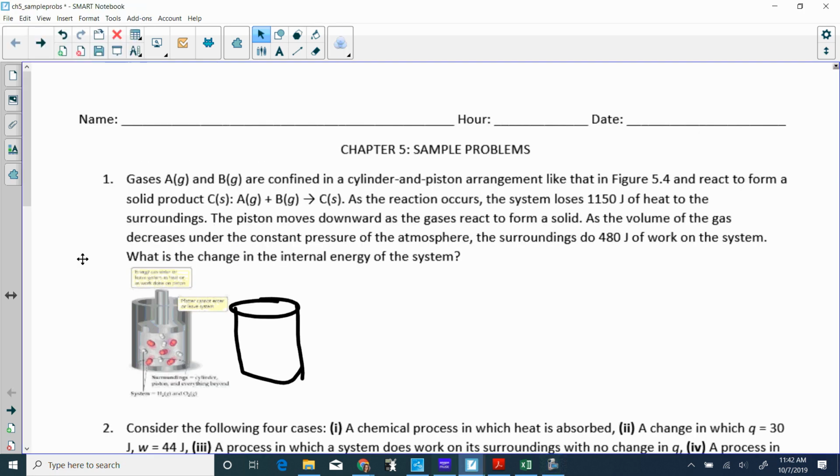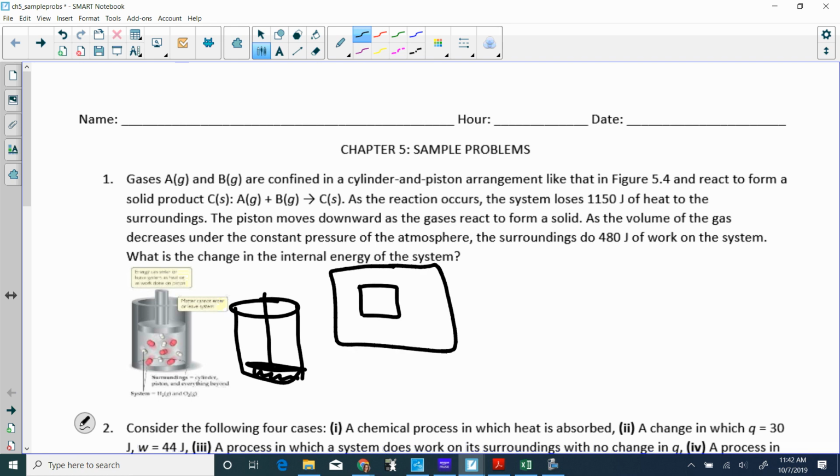I went from some gas molecules pushing it to a pile of powder on the bottom. So now my piston has gone down, but my piston has moved, so there was work somewhere. As the reaction occurs, the system loses 1150 joules of heat. Anytime it leaves the system, that's a negative number.